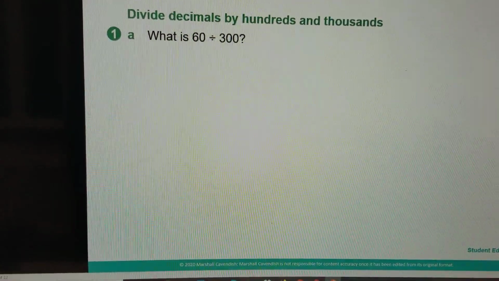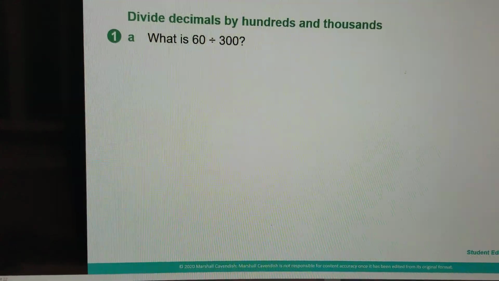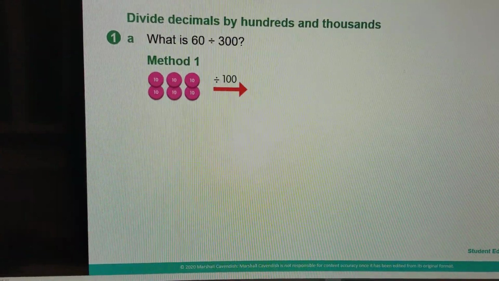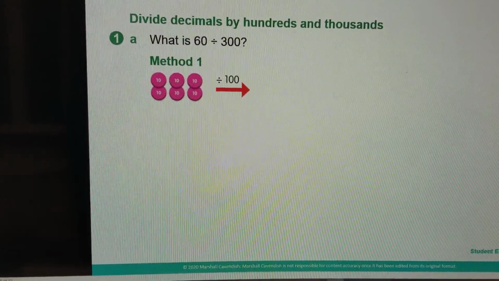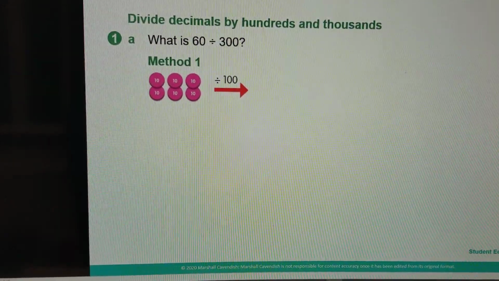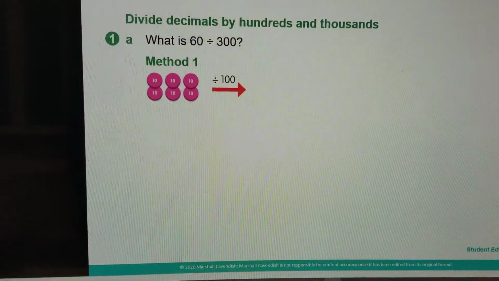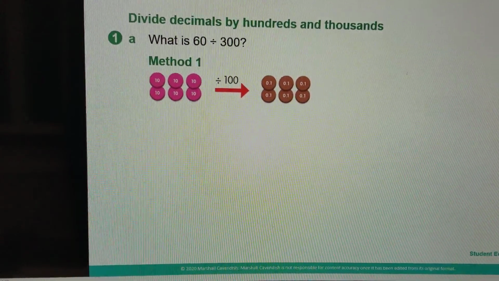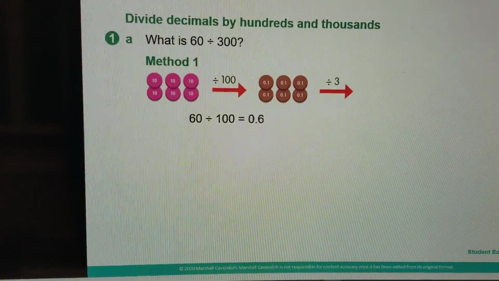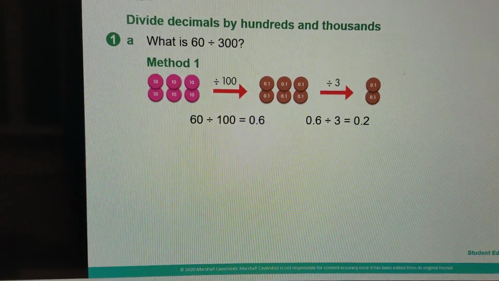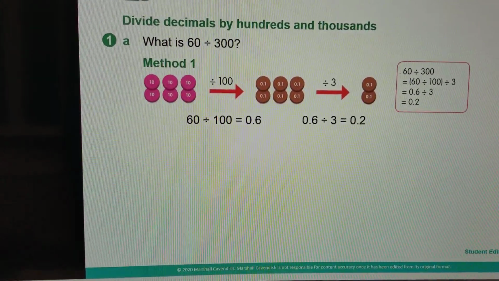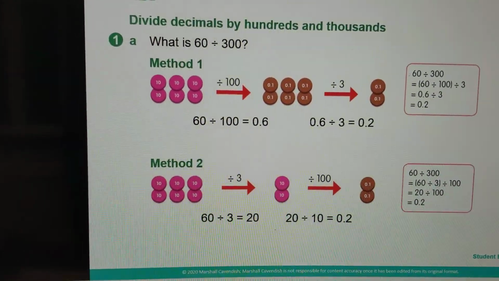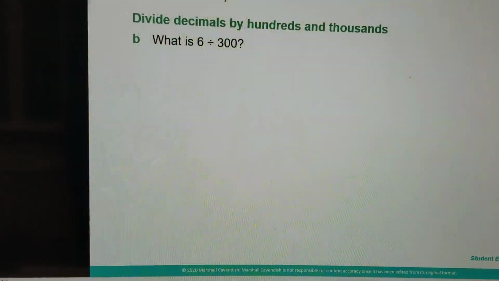Okay, now this one is similar to what we were doing before. You're dividing by 100 and then you're dividing by 3. 60 divided by 100, 60 is 60.0. Divide by 10, divide by 10, right, is 0.6. Then divide by 3 is 0.2. Okay? Let's skip this. This is the same idea, just they divided by 3 first and then divided by 100.